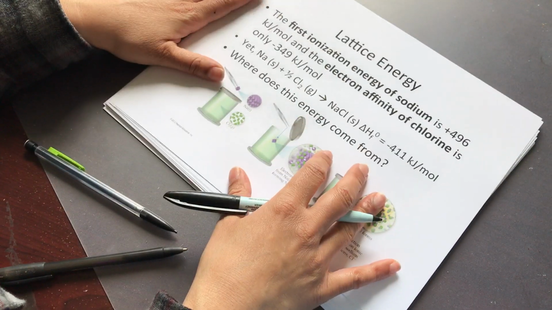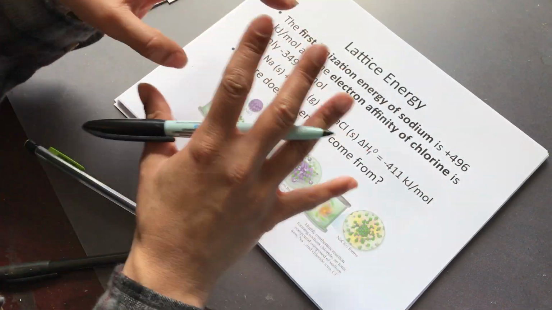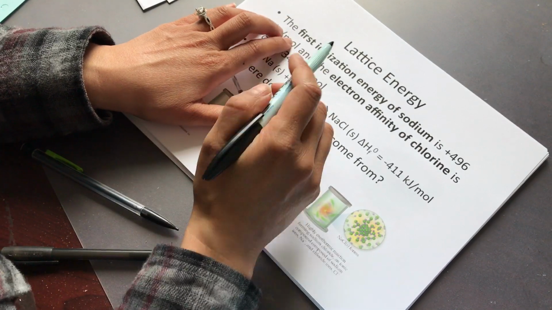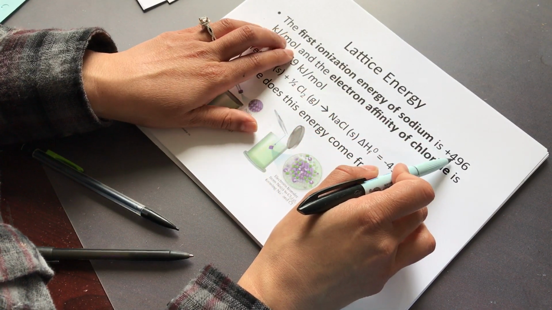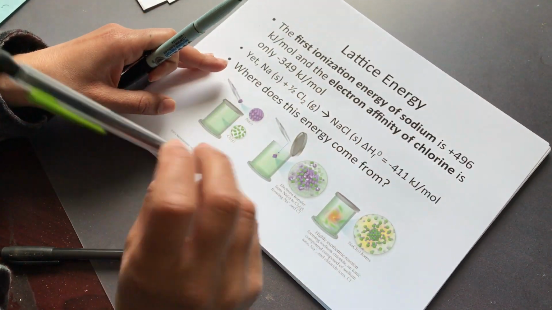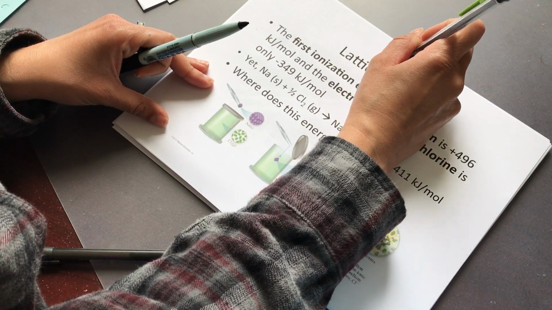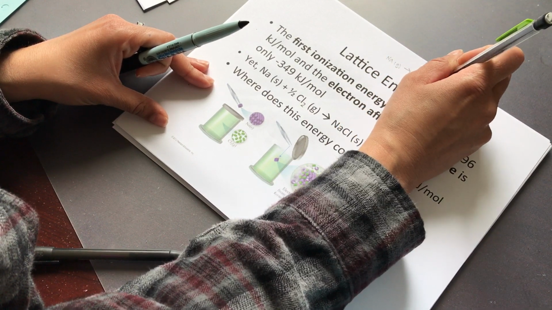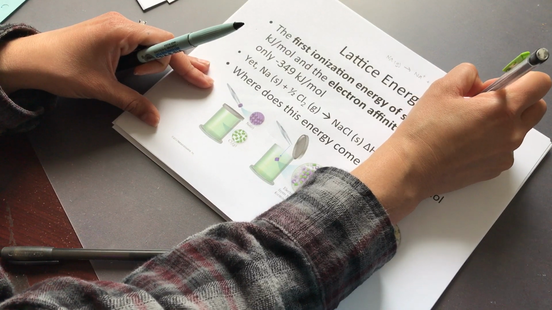Woo, this all brings us to lattice energy. Now, what exactly is lattice energy? Before we get too into the nitty-gritty of this, let's look at what I have written here. Now, the first ionization energy of sodium is 496 kilojoules per mole. What does that mean? That means that in order for sodium to become sodium ion, it loses an electron, and that takes 496 kilojoules per mole.